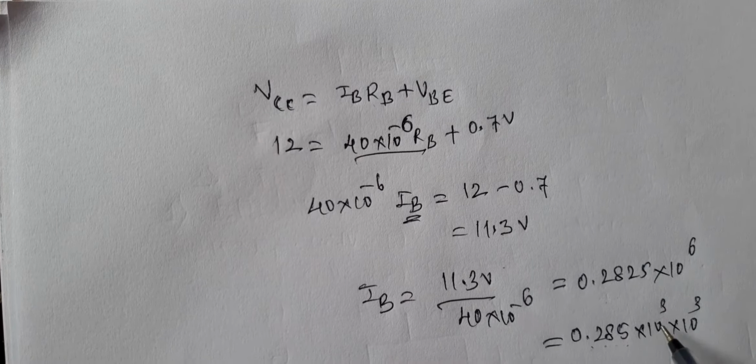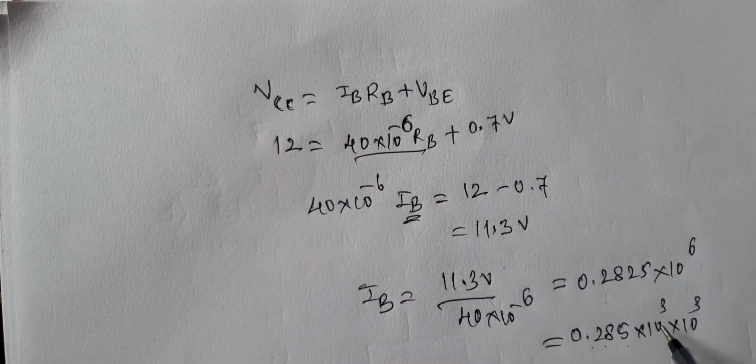Sorry, for IB we have substituted here. This is RB, this is base resistance RB. So 0.285 into 10 power 3 is 285 into 10 power 3, that is kilo. Therefore, base resistance is 285 kilo ohm.